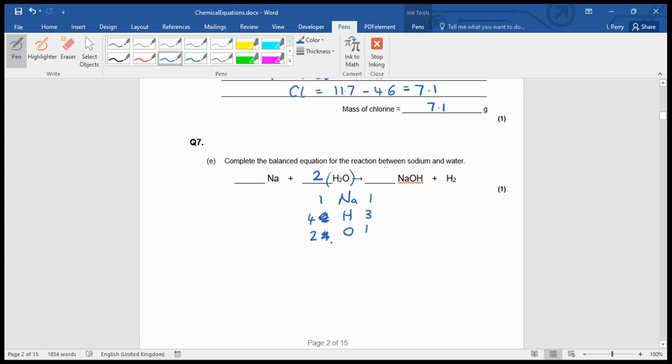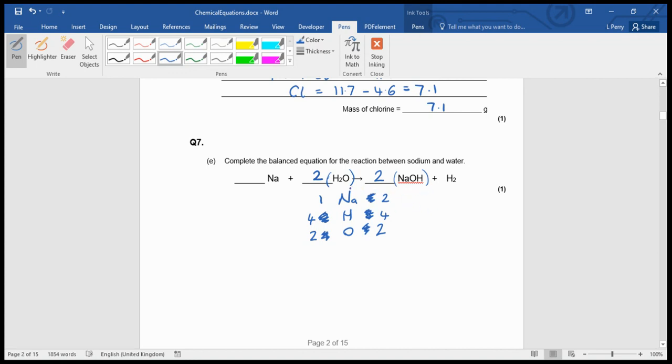Now it makes sense. I need to fix my O's and my H's. I need another O on this side. I need to times it by 2, and I need another H. If I put a 2 there, that gives me 2 O's. So I can update that. It gives me 2 Nas, because remember I'm timesing the whole thing. It gives me 2 H's here, and remember I've got my 2 H's here as well. So I've got 4 H's in total.